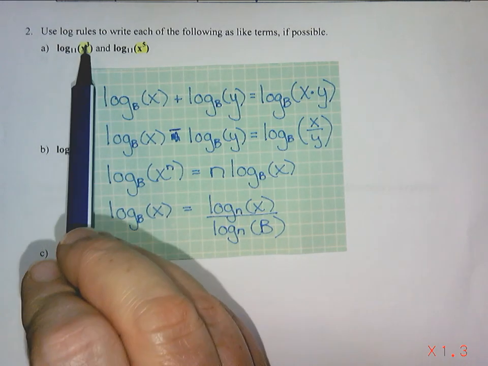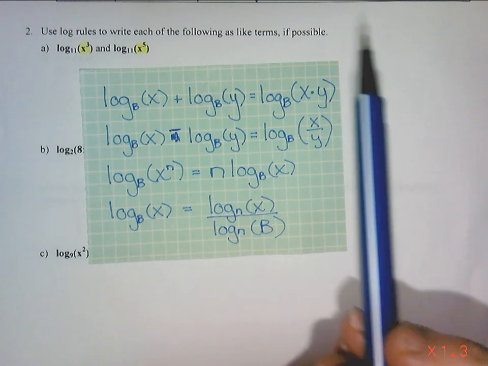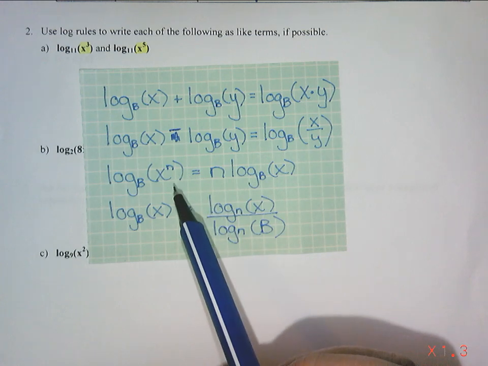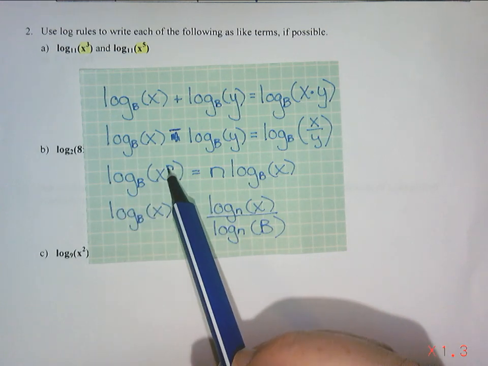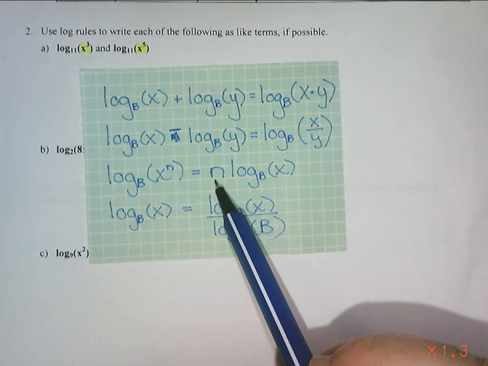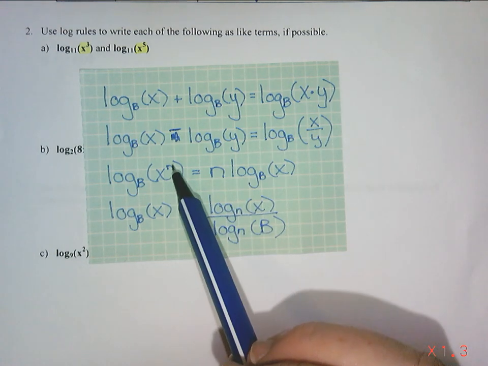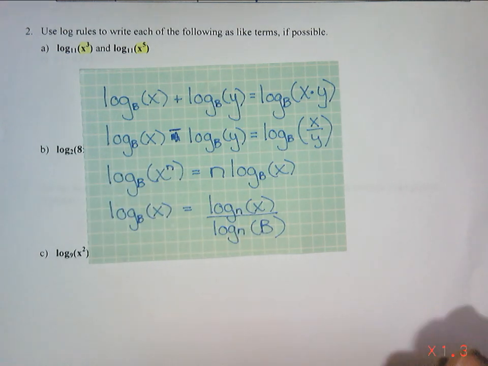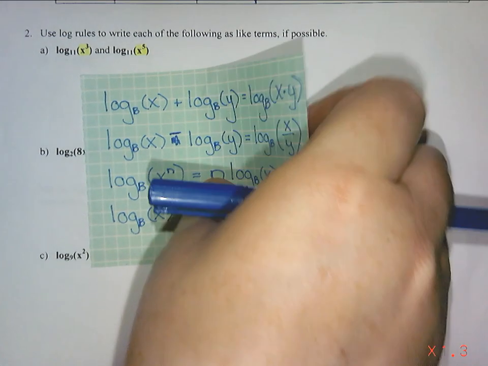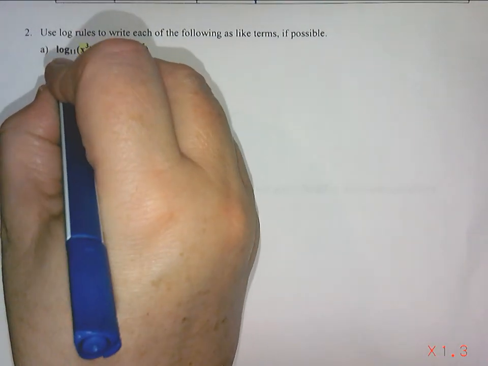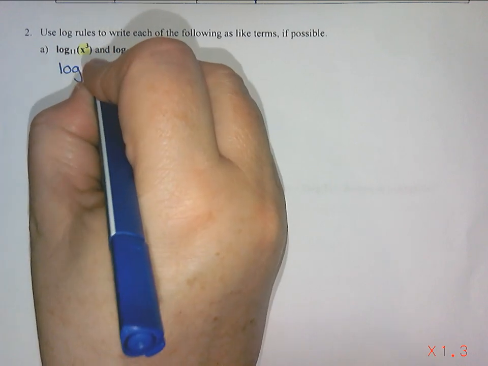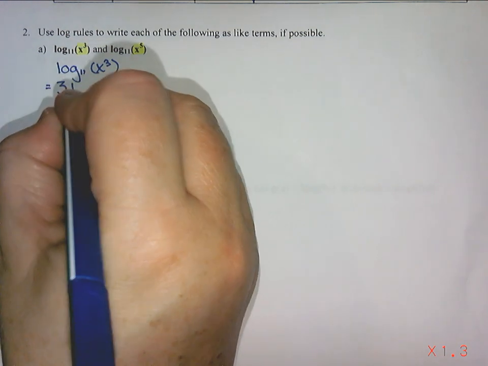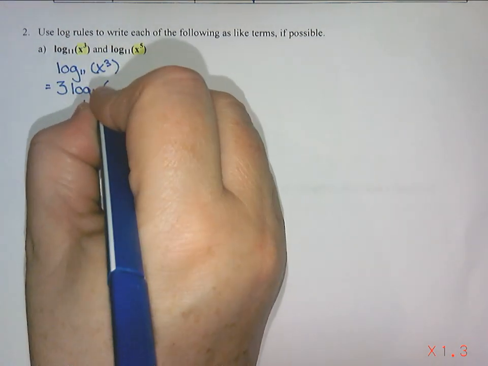We currently have x to the 3 and x to the 5. So I'm going to look to see if I have a rule where I have an argument with an exponent on it. And I have one right here that says log base b of x to the power of n is the same as n times log base b of x. So we can take that exponent and bring it down in front and multiply. So I'm going to try that with each of these terms. So log base 11 of x cubed, I'm going to bring the power of 3 down in front and say this is 3 times log base 11 of x.